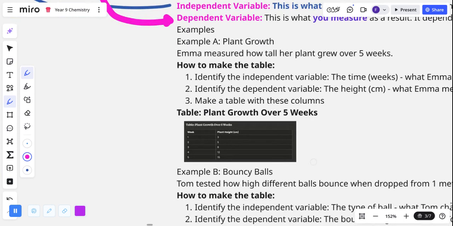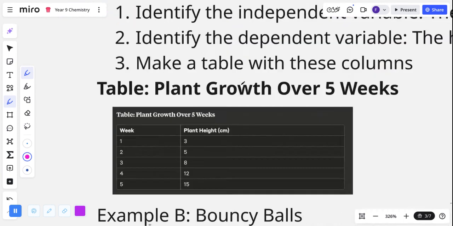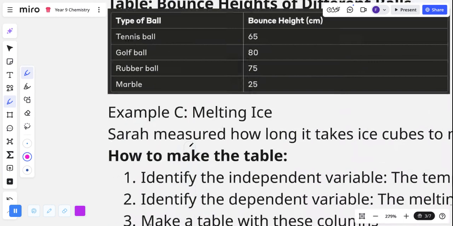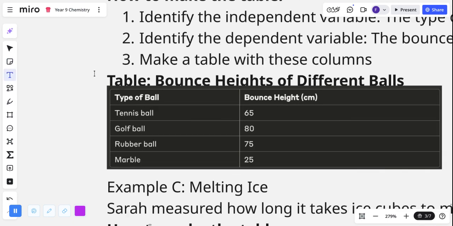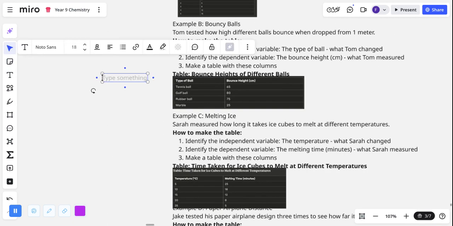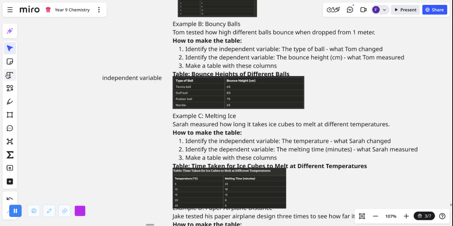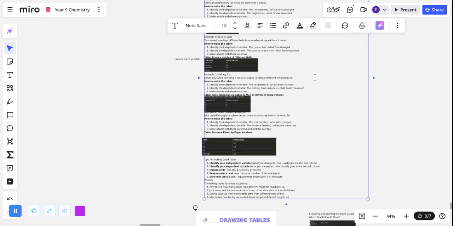Now, giving you some more examples. This is the bounce height of different balls. You chose the type of ball. This is your independent variable. The bounce height is what you measured. That is your dependent variable.